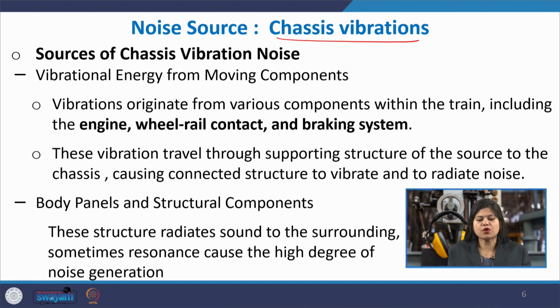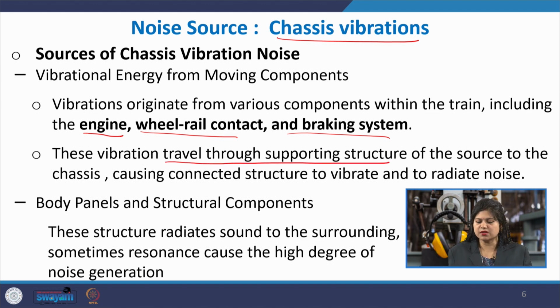Obviously the source of the chassis vibration noise is the vibration of the chassis of the train. This vibrational energy comes from the various moving components within the train, the engine, the rolling stock, the wheel rail contact, the braking system and various other components operating during the train run. Because of their operation the components vibrate, and this vibration slowly progresses in a structure borne way into the main frame or the chassis of the train. So, they are mainly structure borne noise.